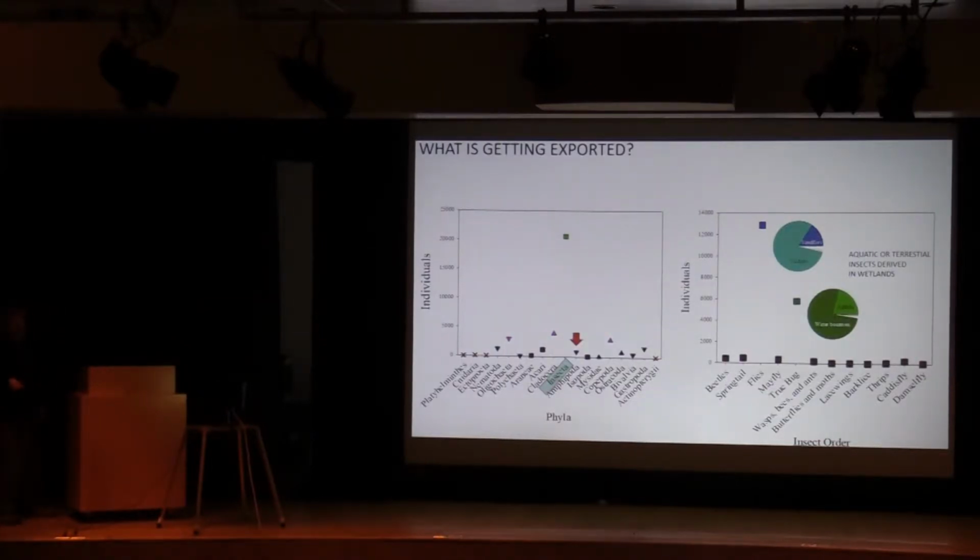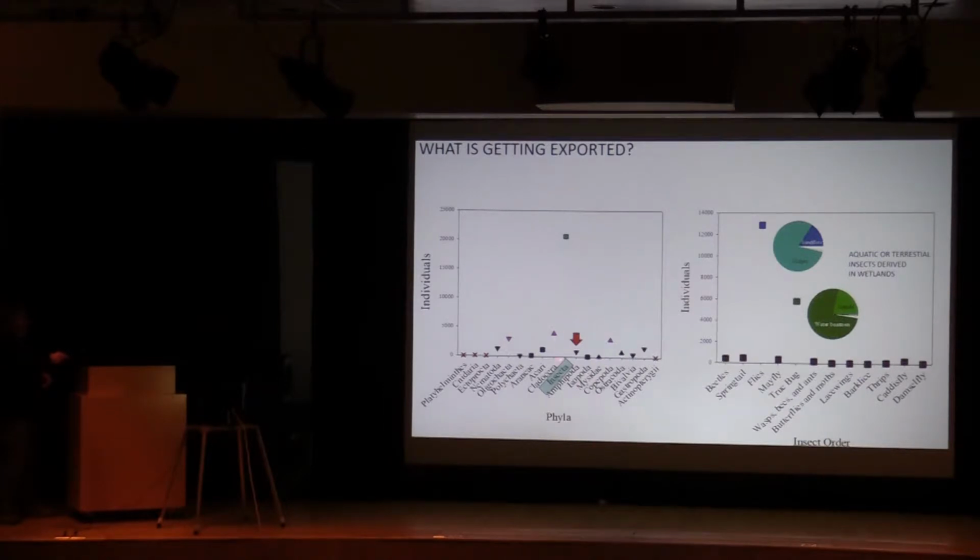And what is getting exported out? It is definitely mostly insects. We've got a lot of other things too. In fact, the diversity is really high, but by far, by numbers, the insects really take it away. Some of these other things are planktonic and not necessarily coming from the wetlands. They could be sloshing in and out with the tides. But a lot of these insects are definitely derived from the wetland system. So this is production from the wetlands that is being exported.